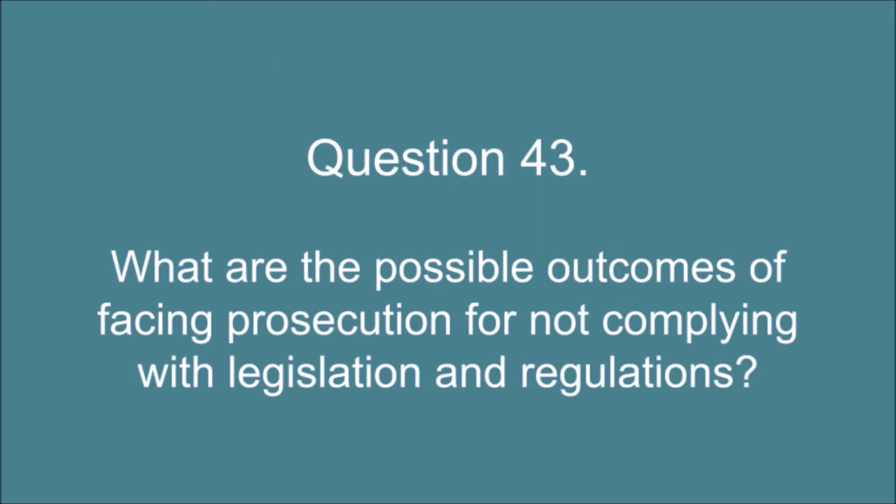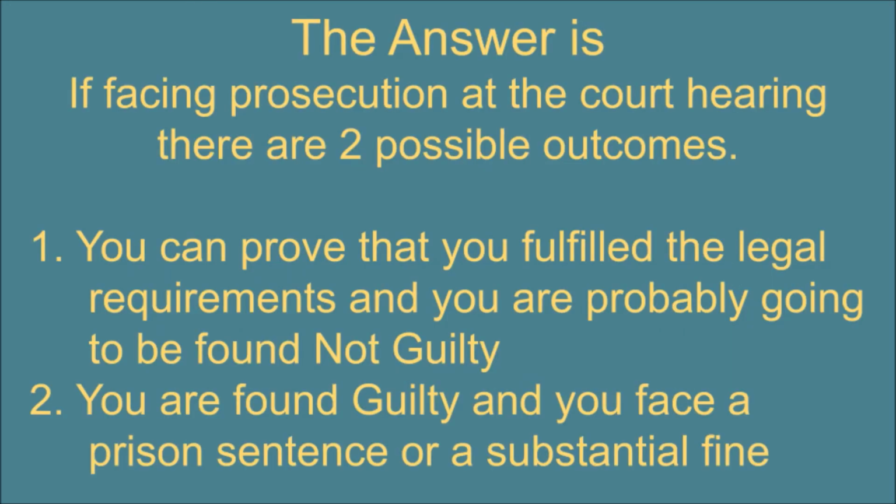Question 43. What are the possible outcomes of facing prosecution for not complying with legislation and regulations? The answer is: if facing prosecution at the court hearing, there are 2 possible outcomes. 1. You can prove that you fulfilled the legal requirements and you are probably going to be found not guilty. 2. You are found guilty and you face a prison sentence or a substantial fine.